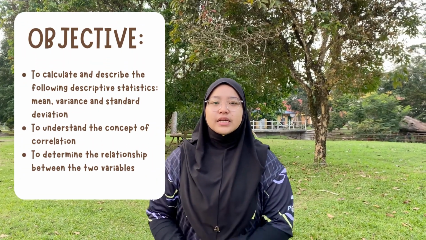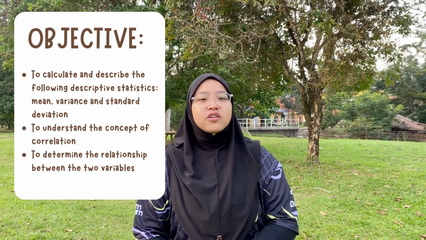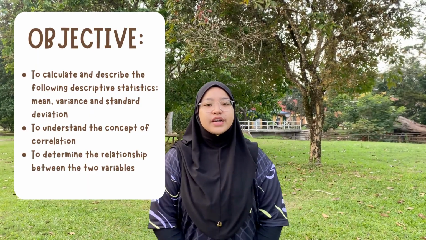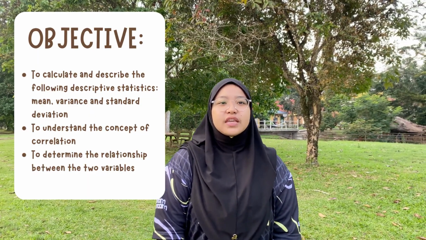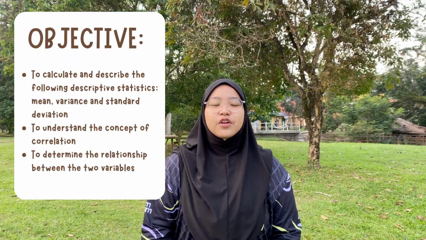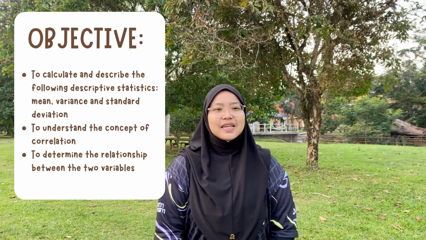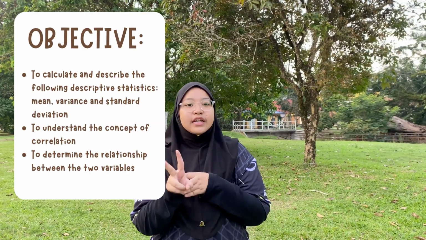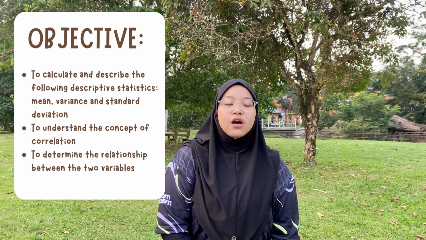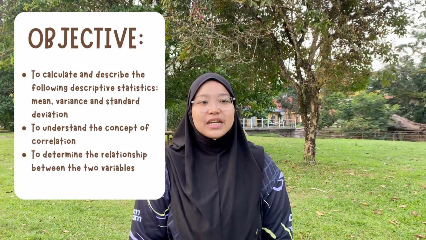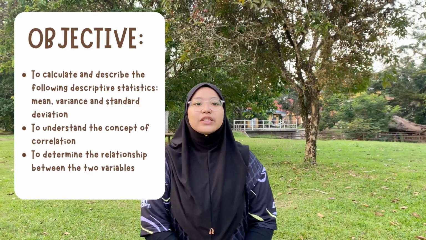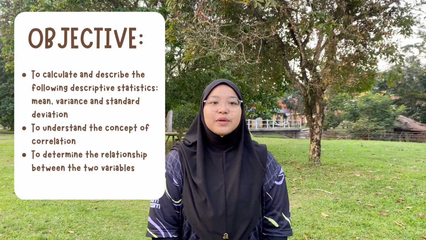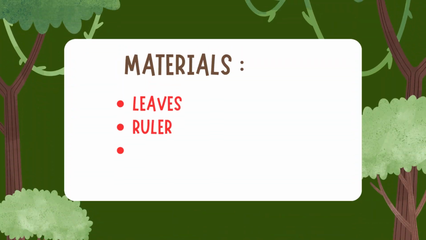The first practical lab is basic concept of statistics and variation. The objective is to calculate and describe the following descriptive statistics: mean, variance and standard deviation. Second, to understand the concept of correlation, and lastly, to determine the relationship between the two variables.